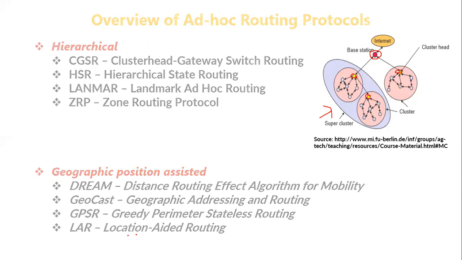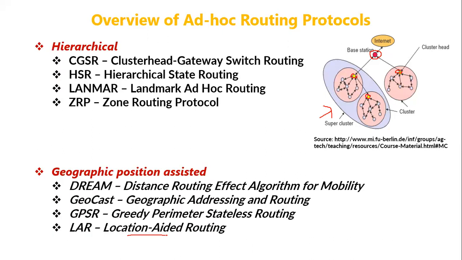In geographic position ad hoc routing, we also have one more routing, that is location aided routing. Location aided routing is also a geographic assisted routing algorithm. This is similar to DSR, dynamic source routing, but it limits route discovery to a particular geographic region, based on geographic information.